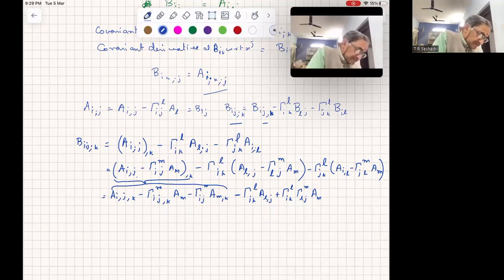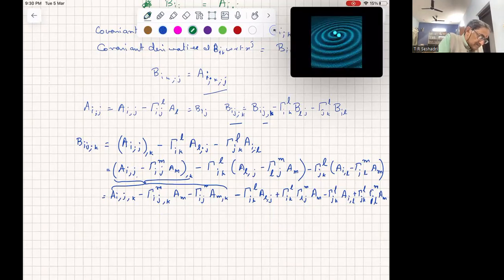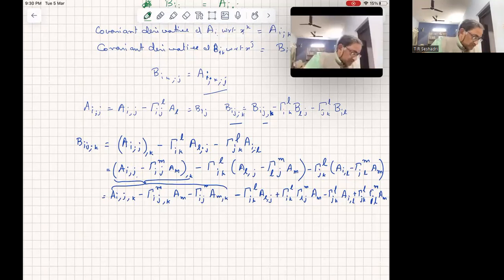And now this, minus gamma^l_{jk} A_{i,l} plus gamma^l_{jk} gamma^m_{il} A_m. All right. Okay, fine. Now let us just try to collect terms.